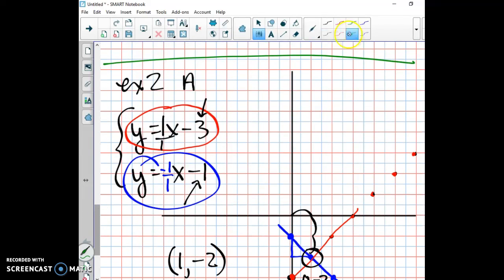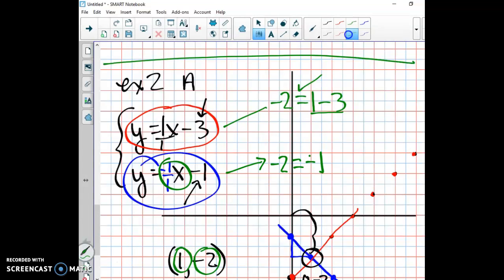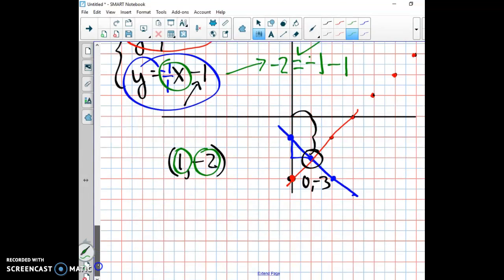If that is the ordered pair, then it's going to make both equations true. I'm going to replace the x with 1 and the y with negative 2. Negative 2 is equal to 1 minus 3. That's our first equation. Yes, it is. 1 minus 3 is negative 2. Does it work for the second one? When y is negative 2, does that equal negative 1, the opposite of x, minus 1? Yes, it does. We found our solution by graphing, and we checked it in the equations. We have found our solution.